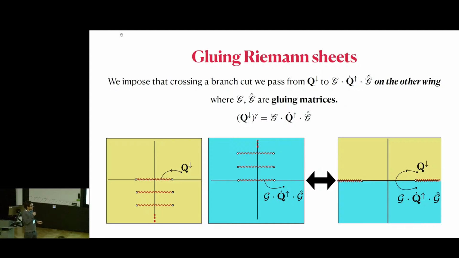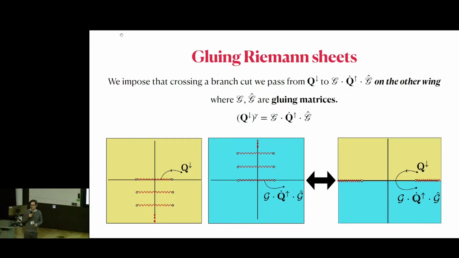If you have the long branch cut structure, you should be able to start in the upper half plane, find no branch cuts, cross here, and get to the lower half plane where there are still no branch cuts. But if you have this other analytical structure, the only way you can reproduce this is if you impose that you start in the upper half plane with this Q down arrow, which has only branch cuts here, and when you cross the real axis, you end up with this other analytical structure.